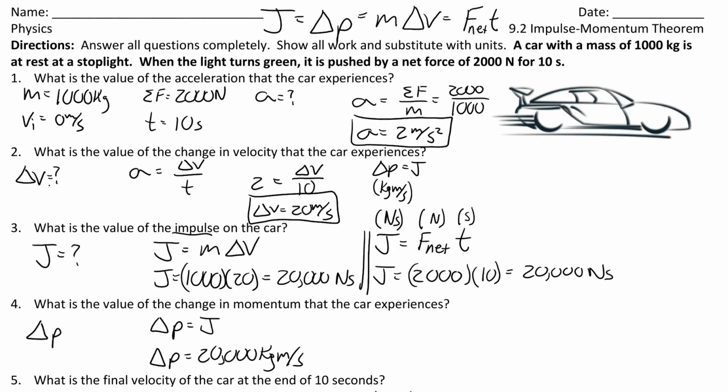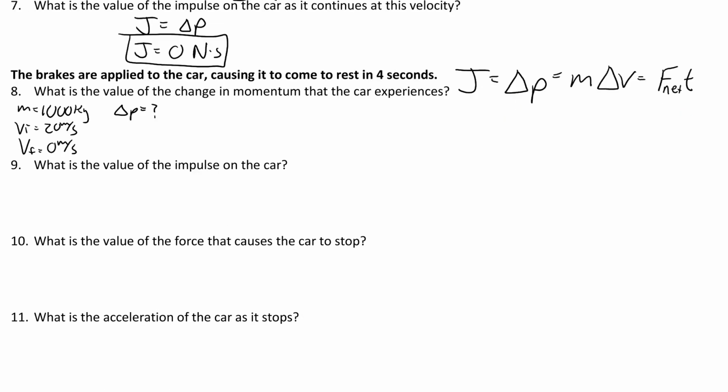So we better use, let me bring this down there, this part of the equation because they're looking for the change in the momentum. And also, we know the mass and the change in the velocity, so we can use this part of the equation. So this is equal to m delta v. The change in the momentum is equal to the mass times vf minus vi. So the final velocity is 0 minus vi, which is 20. So the change in the momentum is equal to negative 20,000 kilogram meters per second.